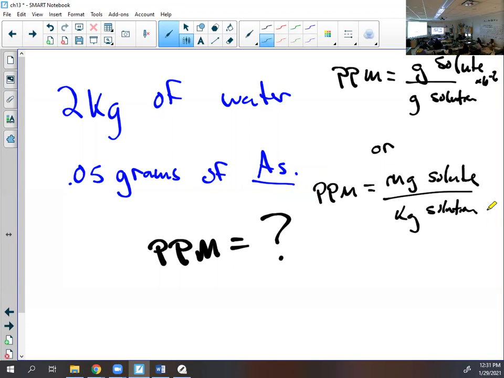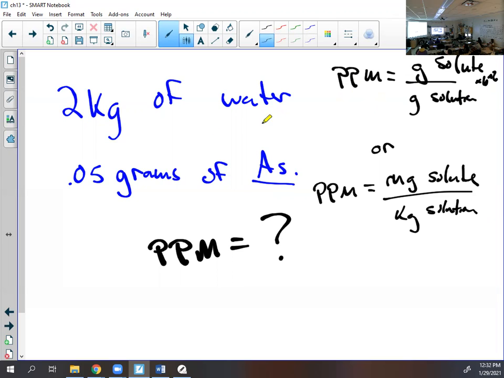All right, here we go. So parts per million, there's two ways to do it. Grams of solute over grams of solution. That's one way. Times 10 to the sixth. That should be a positive, not a negative.